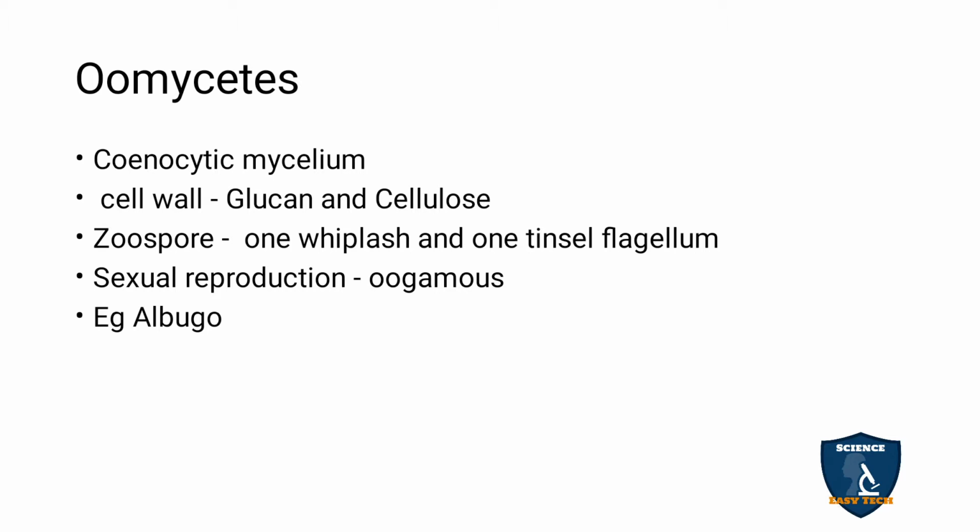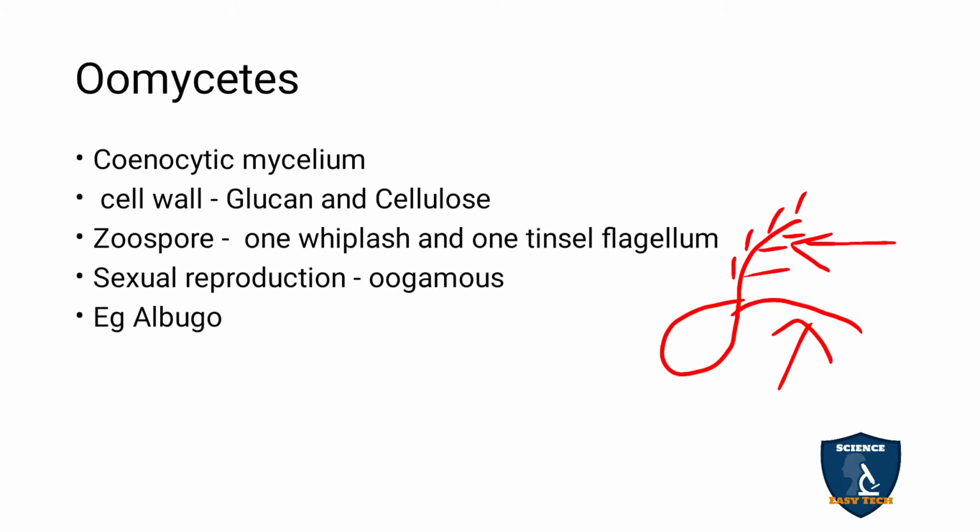Zoospores. One is whiplash type and another one is tinsel type of flagella. You have studied zoospores in the methods of reproduction, and it is a motile one. So one will be like this, called whiplash, and the other is tinsel type. One will be rough and one will be smooth. Like this, 2 types of flagella are seen in the zoospore.